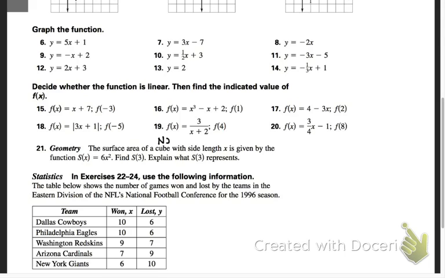So it's no. Then the second part is find the indicated value of f of x. So basically, whatever number you have in here, plug it in for x. So what that means is I'm going to basically just do that. So 3 over 4 plus 2, right? Which is just going to be 3 over 6, which is 1/2.